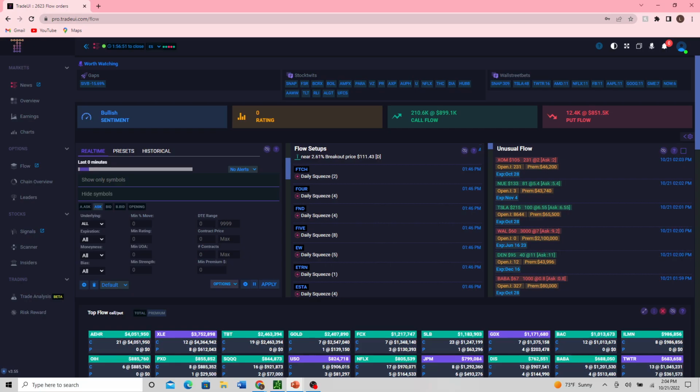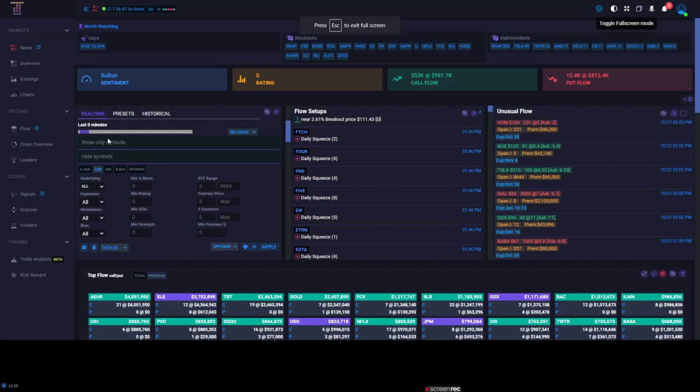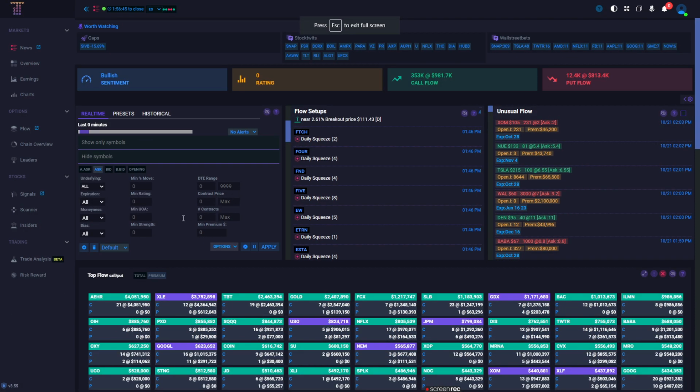But I wanted to show y'all something else. You can actually use TradeUI's scanning system to determine what contracts you actually want to look at. So what you can do is filter to see what people are buying. If you go right here, this is actually the fill.